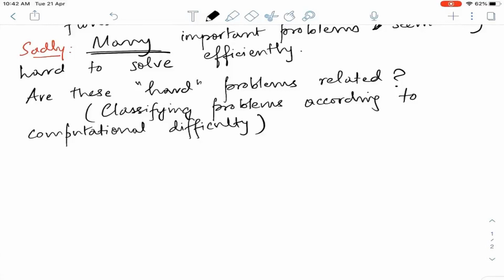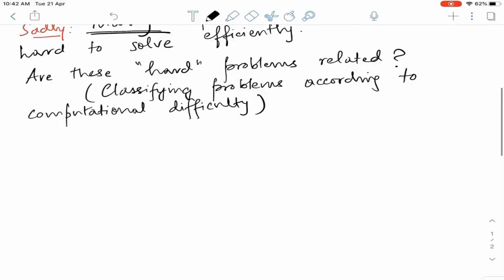So there are several ways. There's an entire area called complexity theory which deals with questions like this. The one which we will touch upon mostly for these two lectures is the notion of NP completeness.